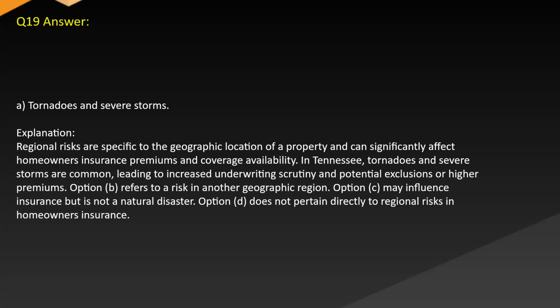Explanation. Regional risks are specific to the geographic location of a property and can significantly affect homeowners insurance premiums and coverage availability. In Tennessee, tornadoes and severe storms are common, leading to increased underwriting scrutiny and potential exclusions or higher premiums. Option B refers to a risk in another geographic region. Option C may influence insurance but is not a natural disaster. Option D does not pertain directly to regional risks in homeowners insurance.